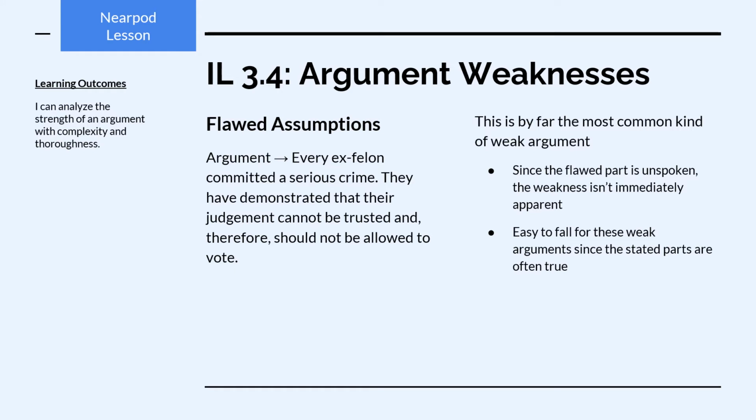This is by far the most common kind of weakness that you'll find in arguments, and for reasons that should be pretty clear. The flawed part is the unspoken part. So since it's not spoken, the weakness isn't immediately apparent. It's easy to fall for these weak arguments as well, since again, the stated parts are often true. It's the unspoken parts where the weakness or untruth lies.